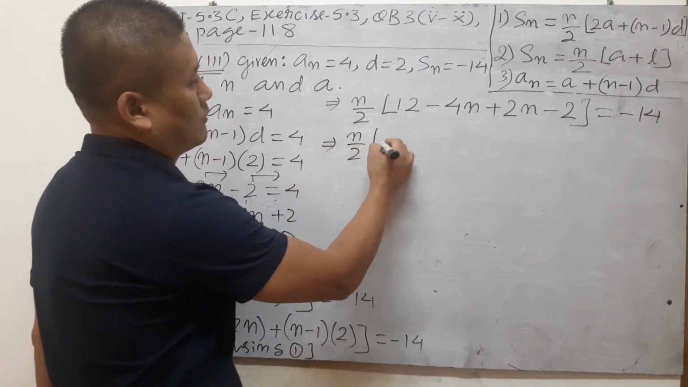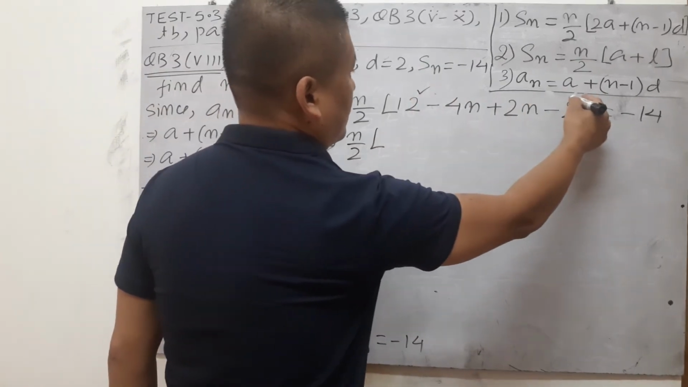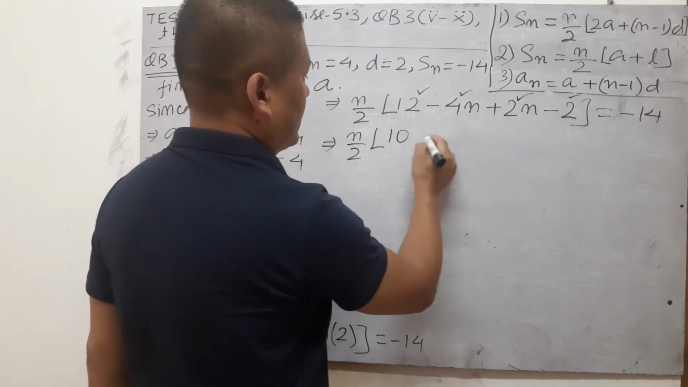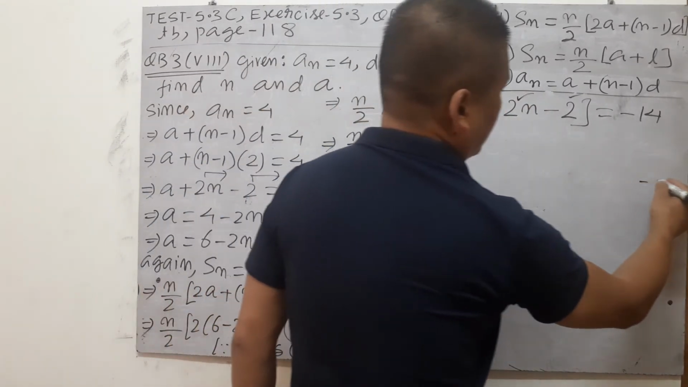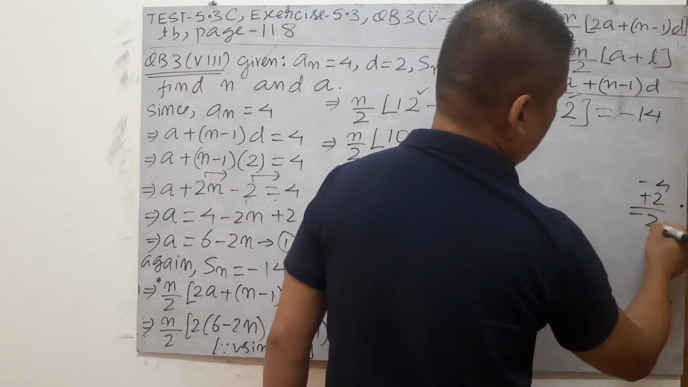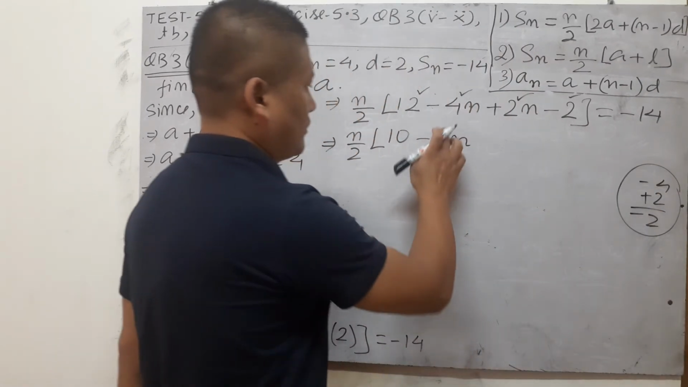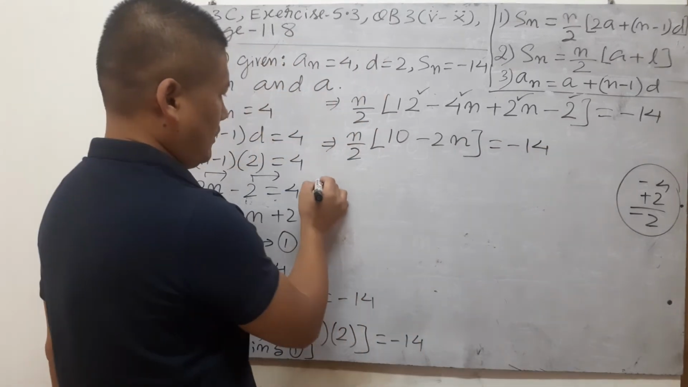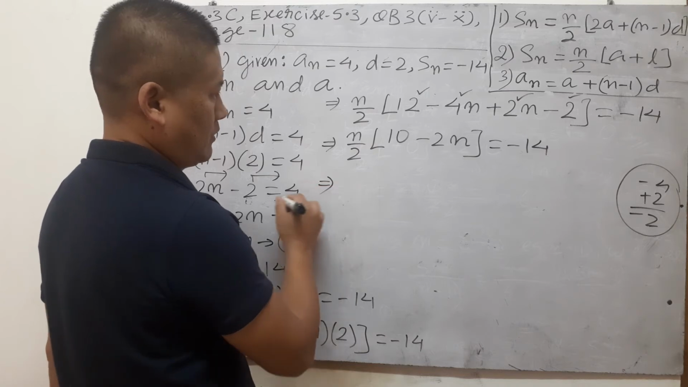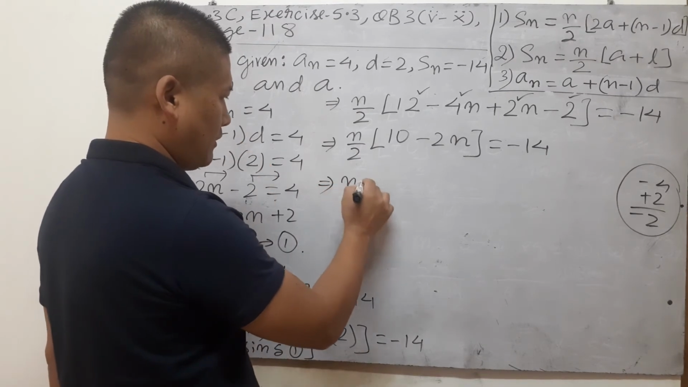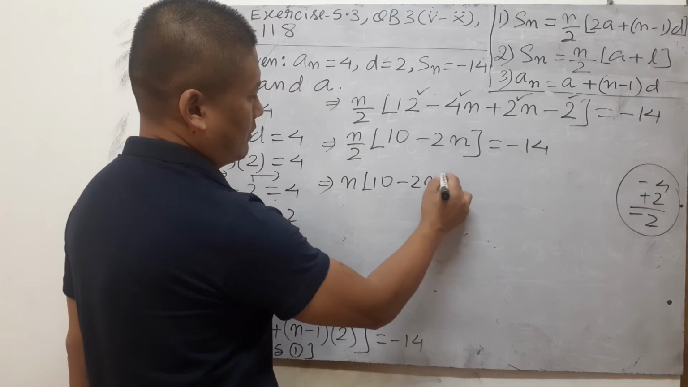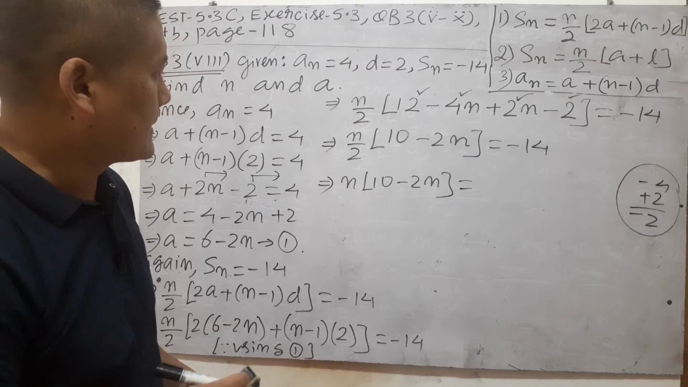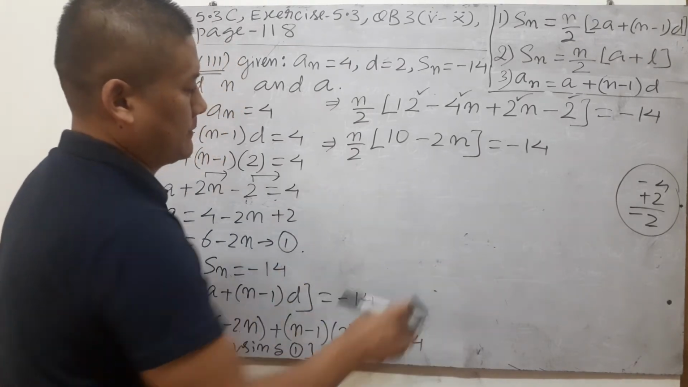Then here n by 2 into 12 minus 2 is 10. Then minus 4 and plus 2n is minus 2n. Minus 4 plus 2 is subtraction, minus bigger one, so minus 2n is equal to minus 14. So that way we're going to get here, I think we can write n into 10 minus 2n is equal to, and I think we can do like this. This is easier going to be, I think.